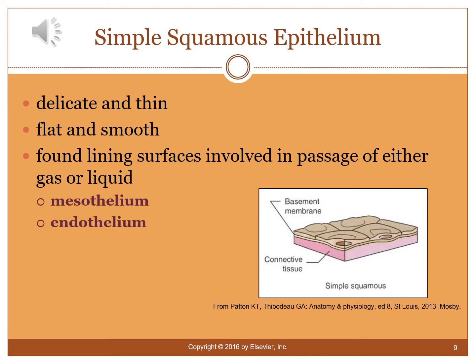Simple squamous epithelium are delicate, thin, flat, and smooth cells that line the surfaces involved in passage of either gas or liquid, such as the gas passage in lungs where the oxygen is absorbed and carbon dioxide is released. And the cells have a mesothelium or endothelium capability.